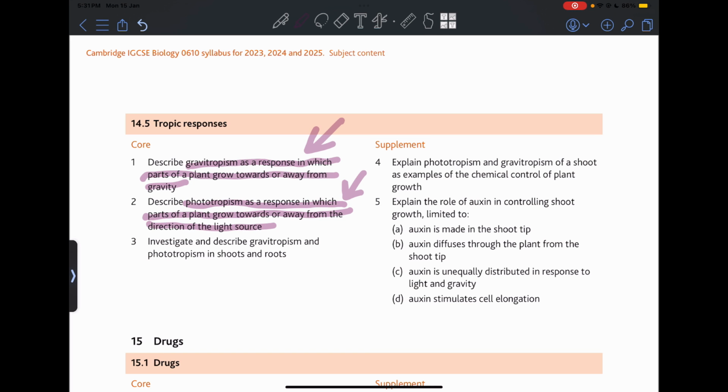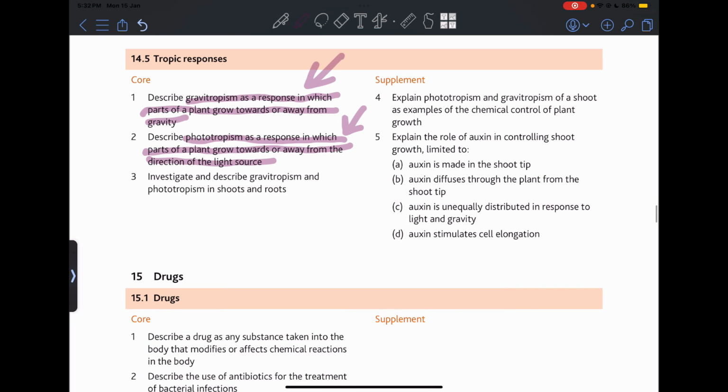Now for extended students, they have to explain phototropism and gravitropism of a shoot as examples of chemical control of plant growth. So these are examples of chemical control of plant growth. Sometimes the plant will have chemicals within itself to help control its growth. Sometimes it is external factors that will help the plant grow or not.